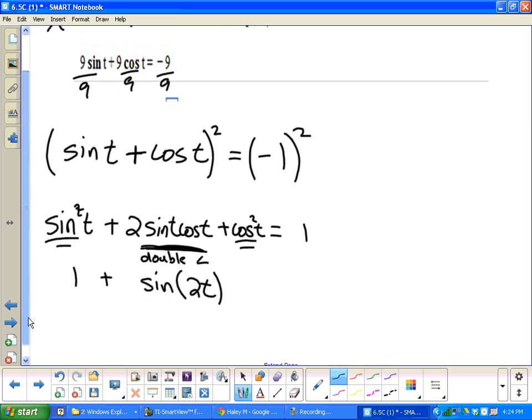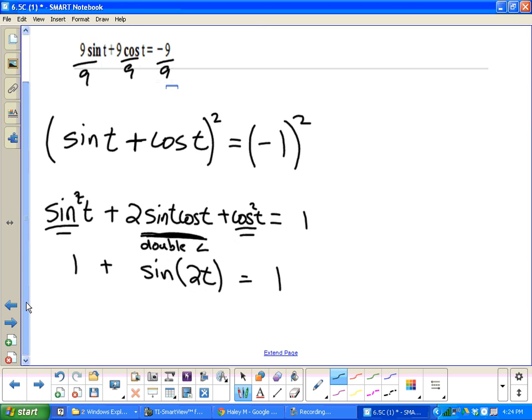Okay, now, but notice we use a Pythagorean identity and a double angle identity. What led me to all this was thinking, hey, I've got to get some squares going so I can do something. Anytime you have a sine plus a cosine, or even a sine minus a cosine, and they're not squares, you're going to have to square both sides. And that's going to lead to some extraneous solutions. Now, let's solve it from here.